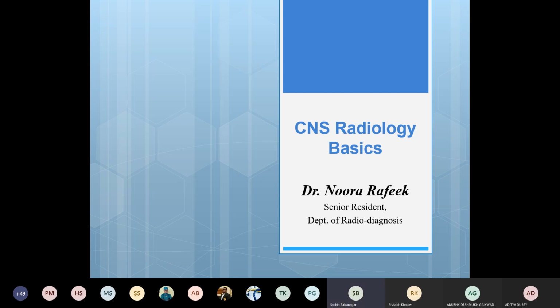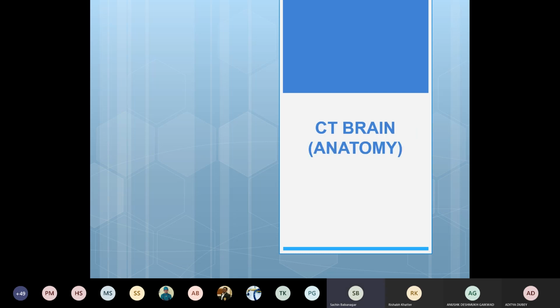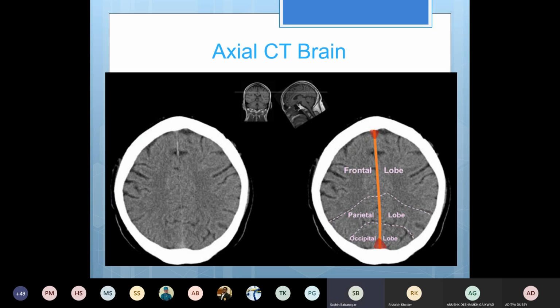Okay, good morning everyone. We will look through CNS radiology basics today. First, we will look at anatomy of the brain using CT. CT is the most widely used and initial imaging modality for the brain.